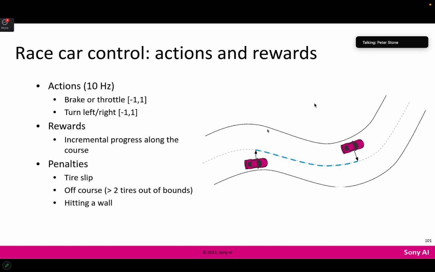The reward for when you're driving on an empty track is simply how much progress you make in a time step, perpendicular to the center line of the track. And then we added some penalties for the tires slipping or going off the course or hitting a wall. When we get to the multi-agent part of this, where the tactics come in, I'll tell you how we augmented the reward function in that case.